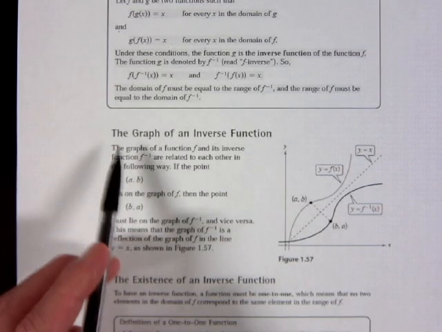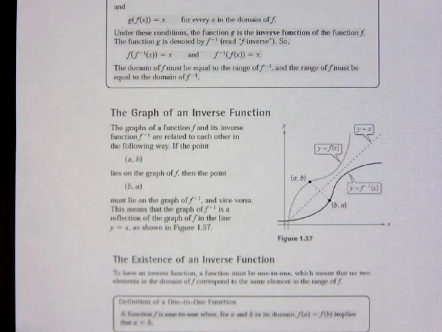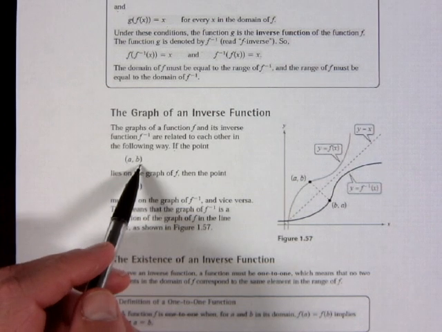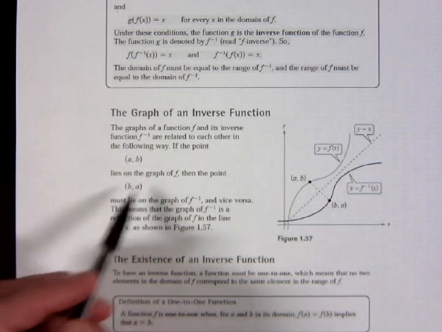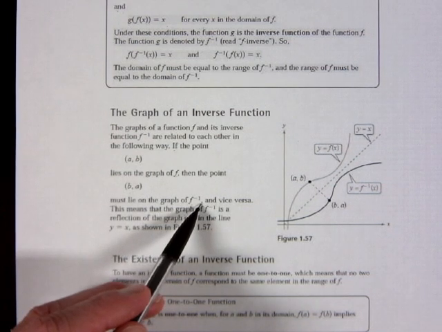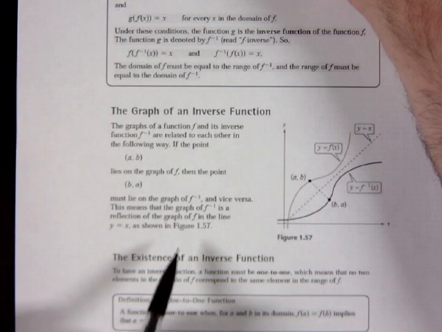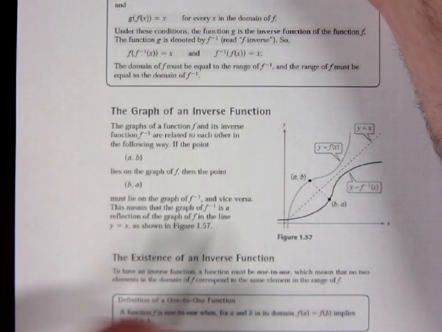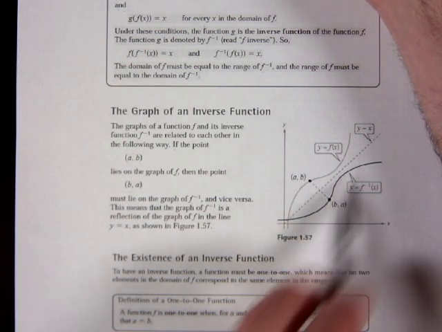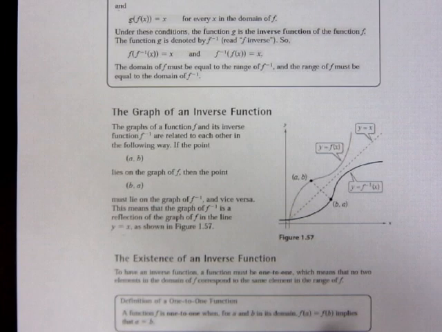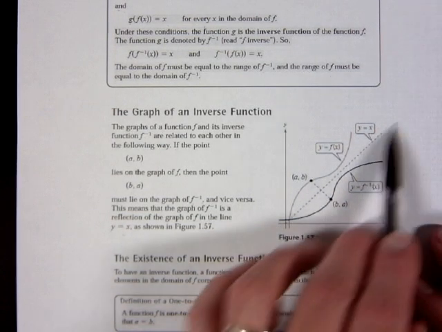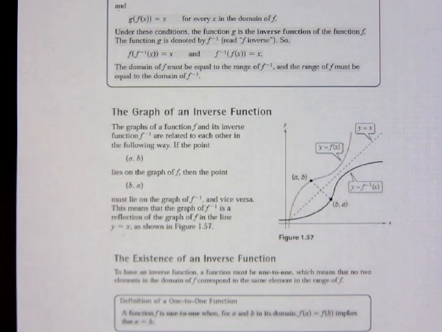Here's what the graphs of inverse functions look like. If you've got the point (a, b) on the graph of f, then the point (b, a) must lie on the graph of f inverse, and vice versa. If two functions are inverses, then the graphs will be reflections through the line y equals x, and that's illustrated here. So that's a graphical way you can tell whether two functions are inverses or not. Are they reflections of each other through the line y equals x?